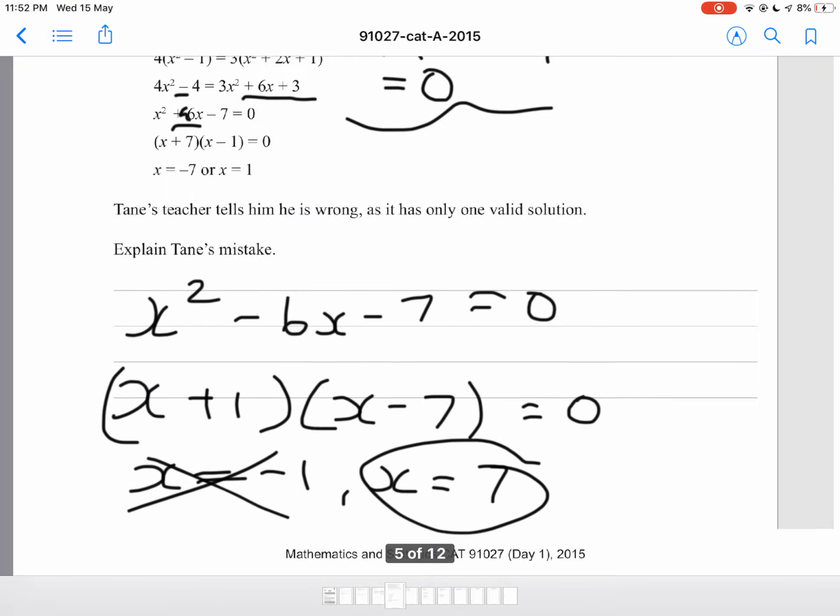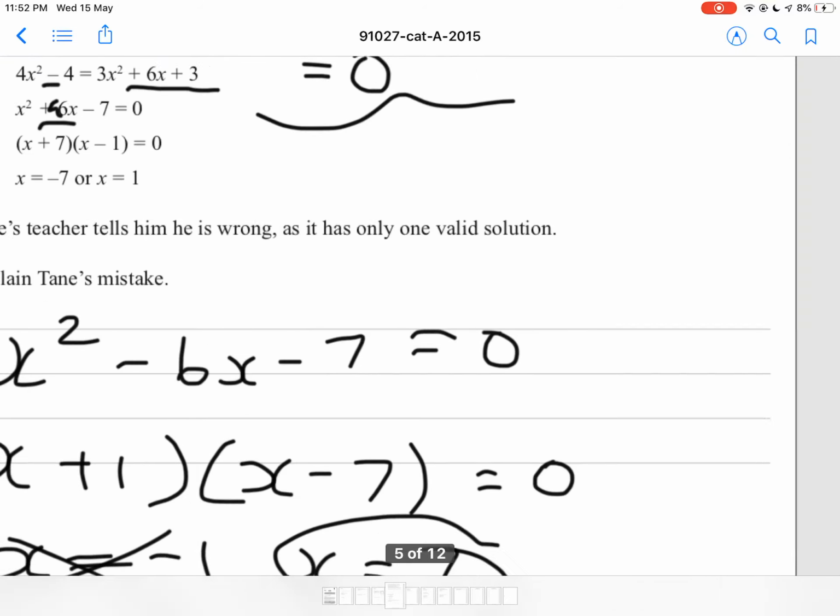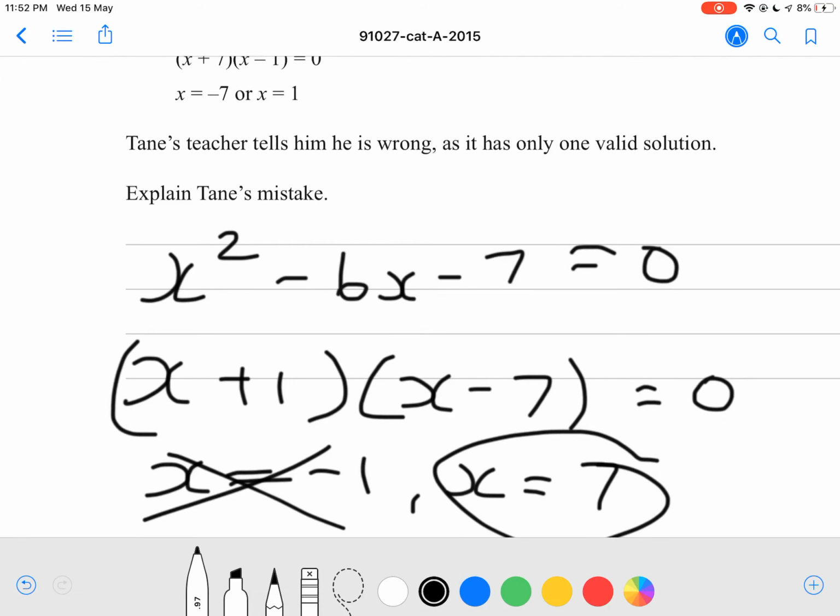Okay? So if you understand that x equals negative 1 is not a possible solution, then you cross it out, and you get excellence overall.